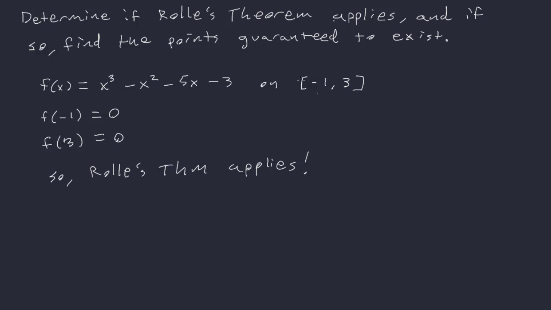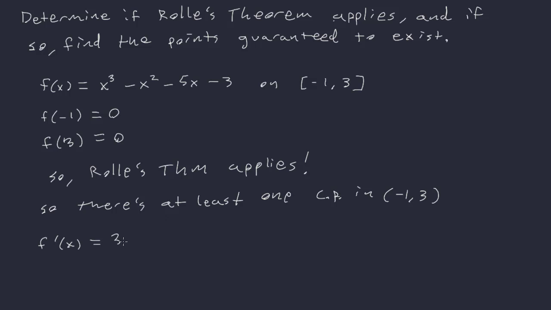So that means there's at least one critical point in the open interval -1 to 3. Okay, so let's find it. To find the critical point, of course, we're going to start by finding the derivative. So the derivative is 3x squared minus 2x minus 5. And we're going to set that equal to 0 and solve.